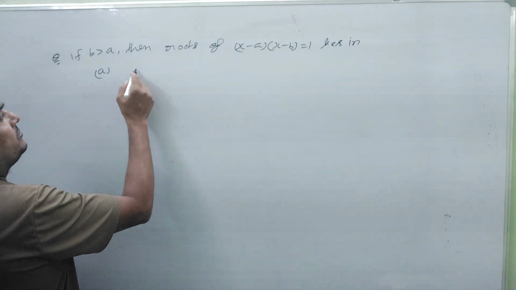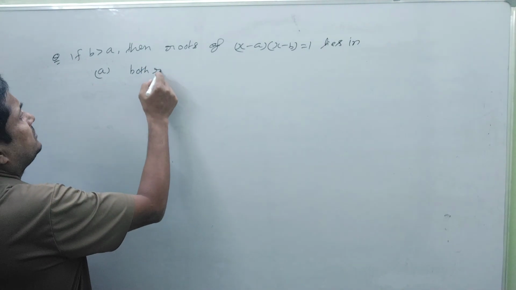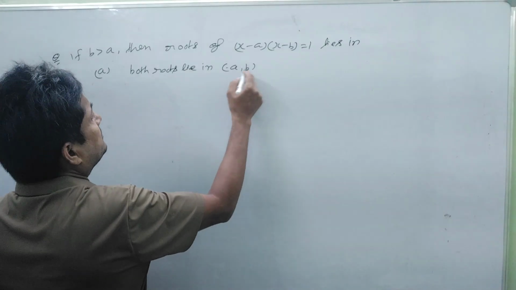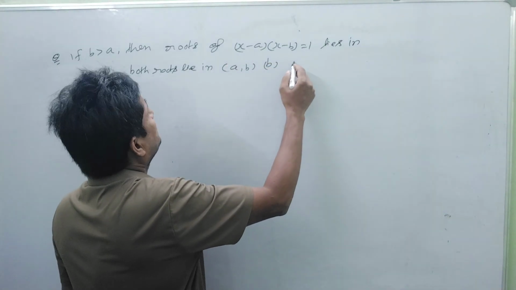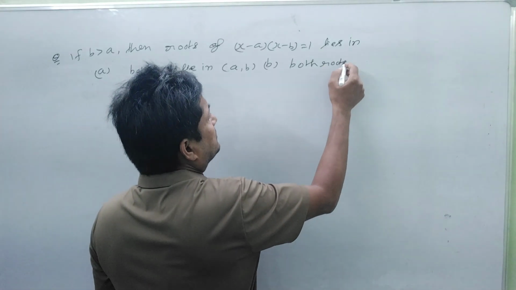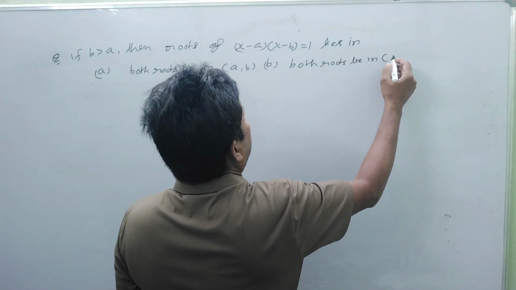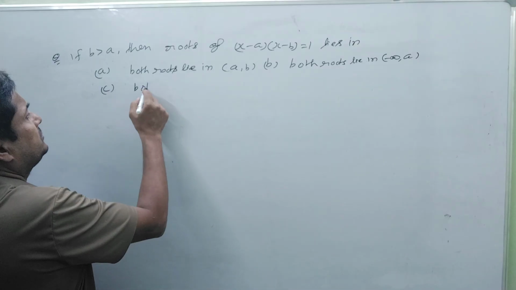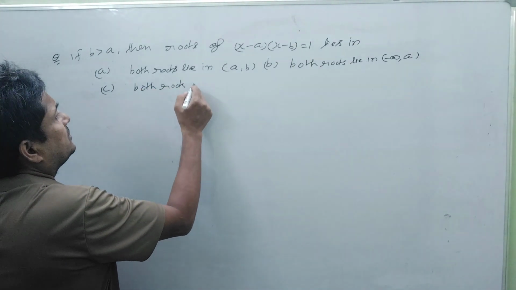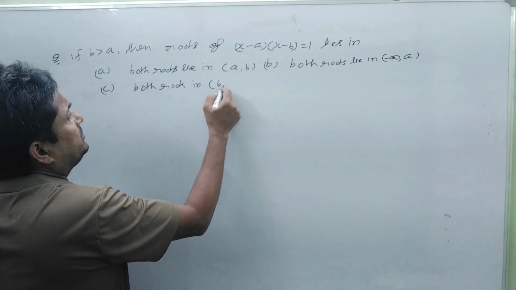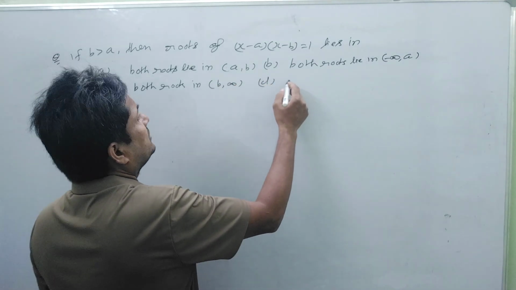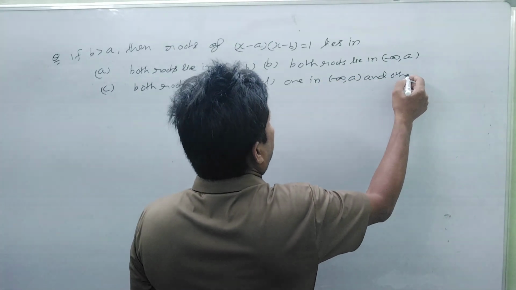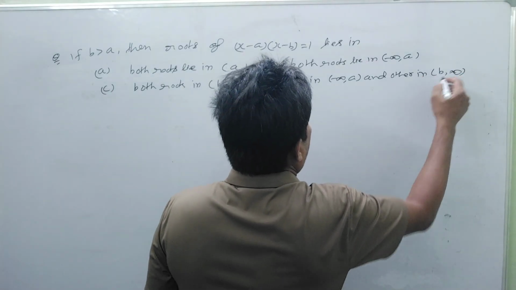First option, both roots lie in a to b. Option B, both roots lie in minus infinity to a. C is both roots in b to infinity, and D is one in minus infinity to a and the other in b to infinity.